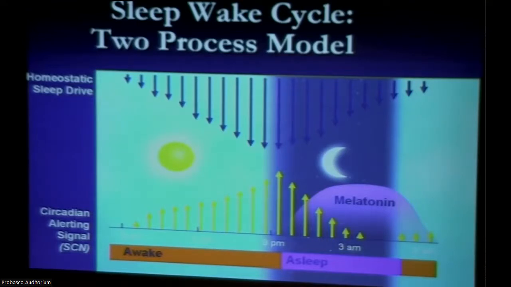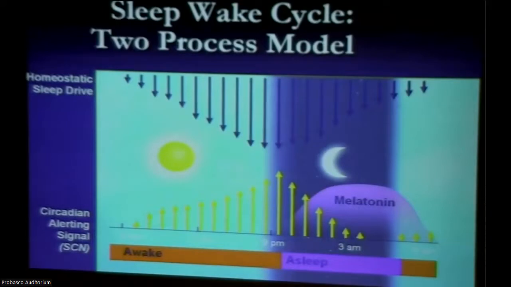And then as you see, the melatonin stays high as the morning approaches and the light starts coming out, the melatonin level starts dropping down. Adenosine and other waste compounds are removed via the lymphatic system, and then we're awake and the whole cycle repeats itself again.